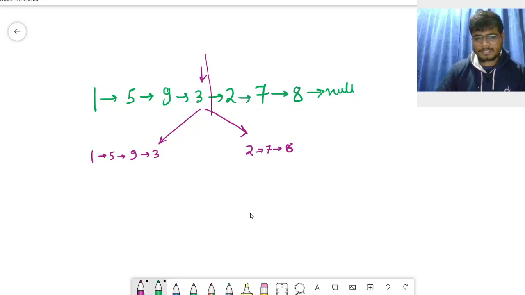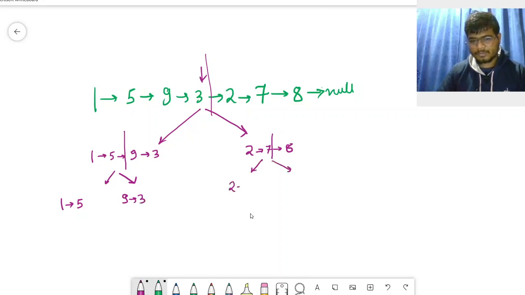So again we'll divide this linked list. When we divide this, it will be divided like this, and this will be divided like this, right? This will get divided into two parts: 1, 5, 9 and 3. Here it will be divided into two parts again: 2, 7 and 8. Okay, so again, it is not sorted. There are still two elements and we have no idea whether they are sorted or not. So we'll divide it again and try to sort it.